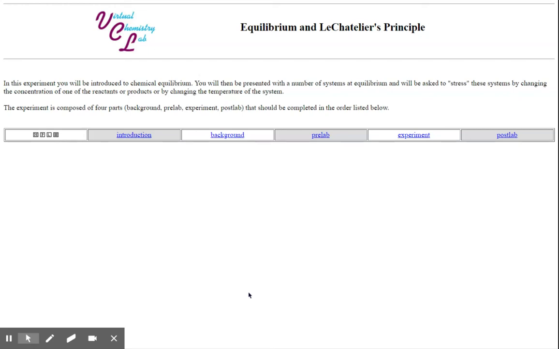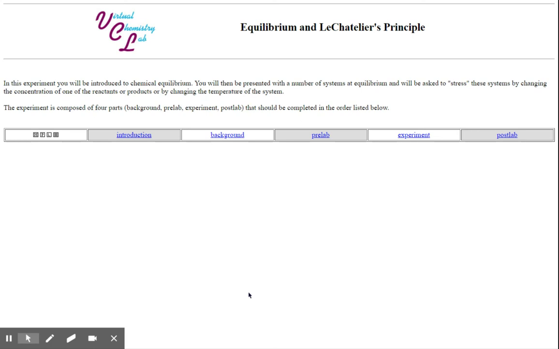In this lab, you're going to be looking at a system in equilibrium and applying a few different stresses on that system. You're going to be looking at some pictures that show you the observations, what you would see if you're looking at the system. You'll record that information and then explain why you're seeing what you're seeing.